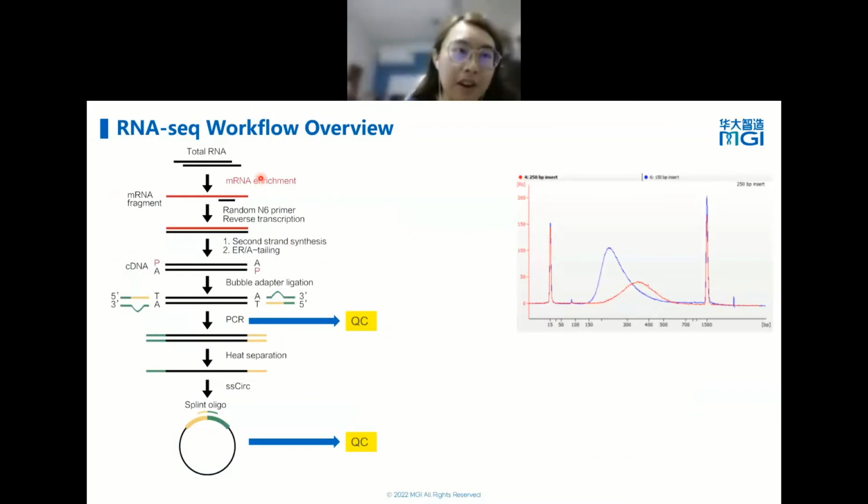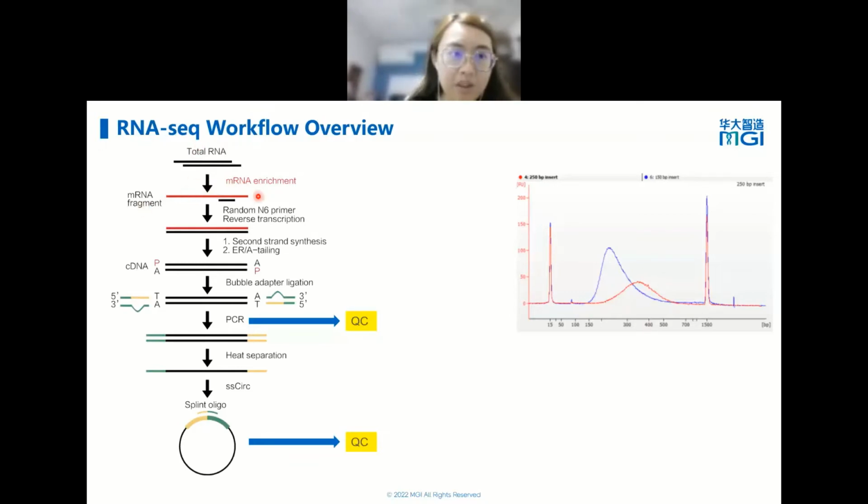Okay, so for the RNA-seq workflow, this is an overview, and you'll notice some of the steps that I showed in the previous slide are quite similar to this. Basically, when you extract your RNA from your sample, you will have your total RNA. And if you are interested in looking at gene expression, you have to get the mRNA part from your total RNA, because especially the rRNA will be very abundant in any given sample.